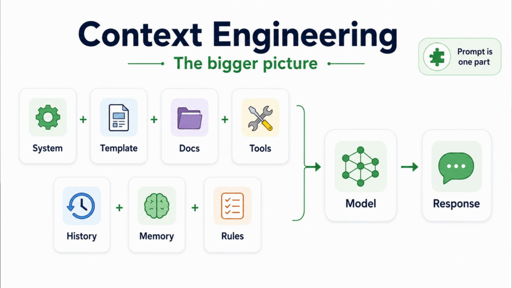And this means we do not only focus on the user prompt, we also think about the system instructions, prompt templates, retrieved documents, tool outputs, conversation history, memory, and governed rules. And this is important because a production AI application does not work well because of one smart prompt. It works well when the full context is designed properly.